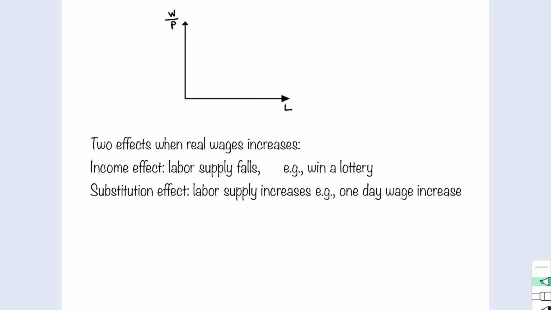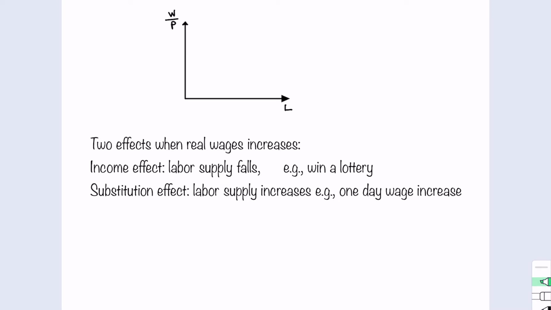Then how about the substitution effect? I want you to think about the example where you get a one-day wage increase, and then how many hours you want to work for that day. So for example, if you work part-time as a tutor to teach small kids, and then the hourly wage you are going to get is about $200 or at most $600, depending on what kind of activity you are tutoring the kid.